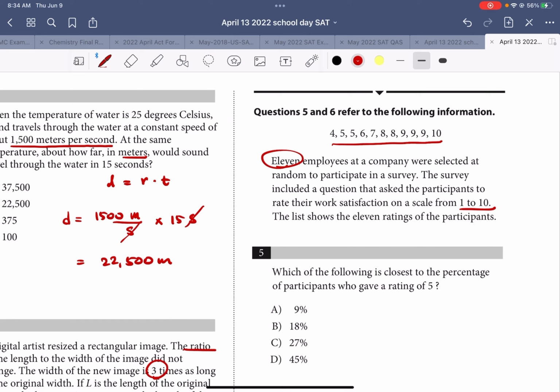Okay. So what is the percent of rating of 5? I see that here there are 2 of them. 2 out of 11 is the 11 data points. So that times 100. Okay. And 2 over 11, so it's about 18%. The answer is B. Okay.